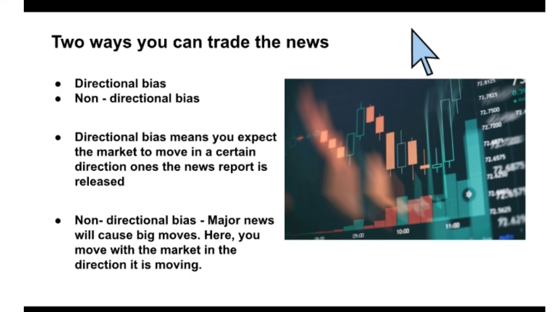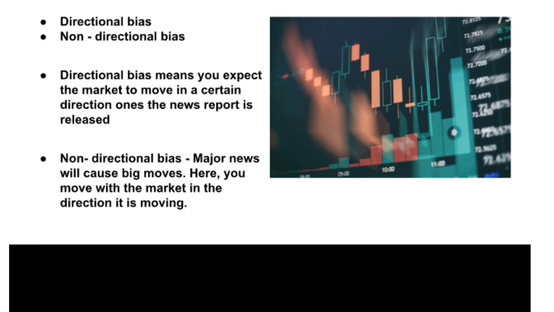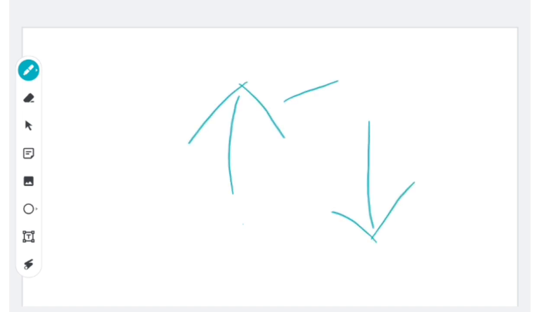Okay, there are two ways you can trade the news. We have what we call the directional bias and the non-directional bias, and I'm going to be explaining both of them. So what is the directional bias and what is the non-directional bias? The directional bias is when you expect the market to move in a certain direction once the news report is out. So you have a bias already in mind, and you're expecting that the market is going to move up or down once the news is released. You expect that the market is going to move up, that's the directional bias. You expect that the market is going to move down, that's also the directional bias.